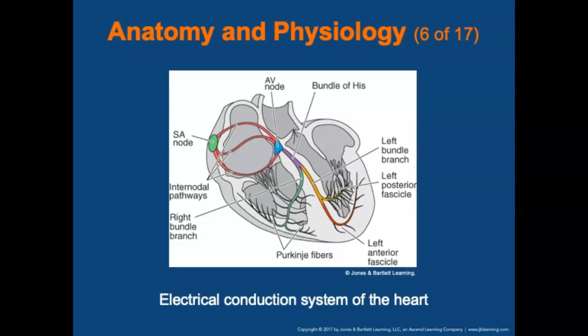Okay, the figure on this slide illustrates the electrical conduction system of the heart, and it's showing the SA node, how the electrical impulse goes down to the AV node, then into the bundle of His, down into the Purkinje fibers.